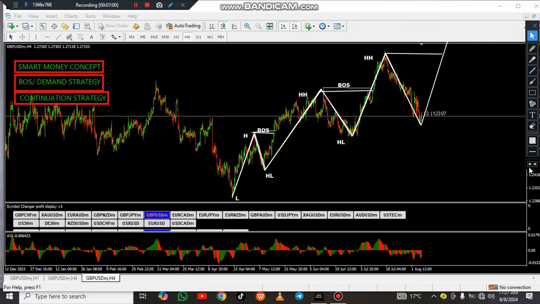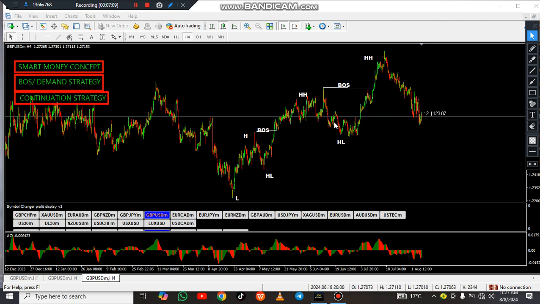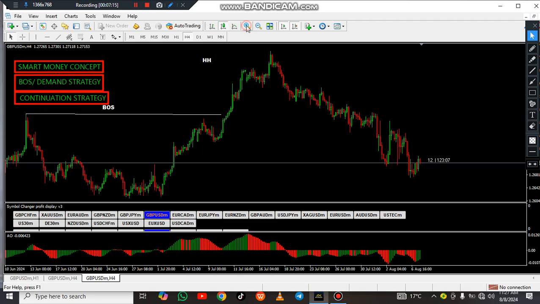So guys, let me now delete these lines so that you don't get confused. This is what we have now: higher high, higher low, higher high, higher low, higher high, higher low. And now we zoom out so that we see the clear picture of this market.